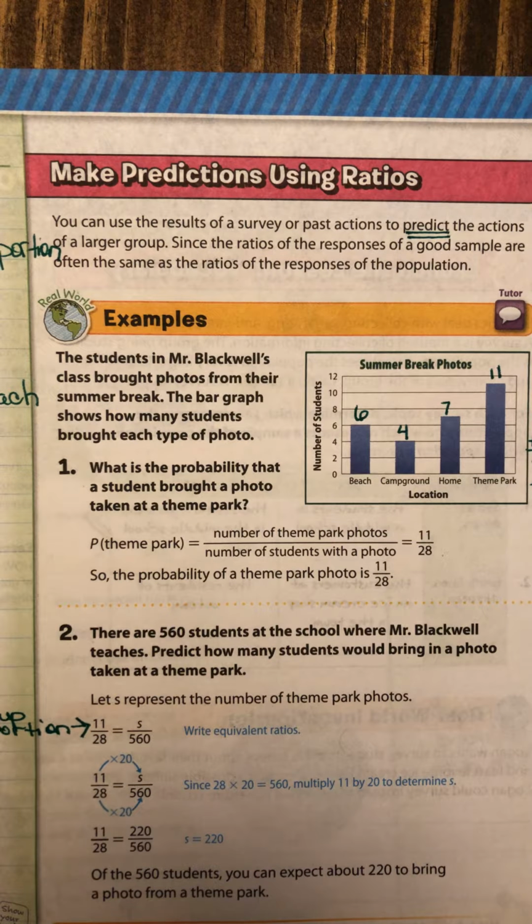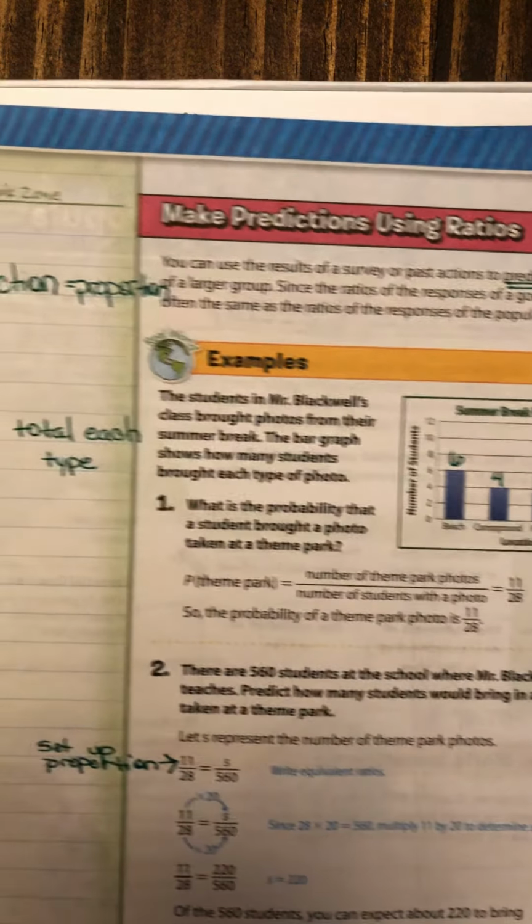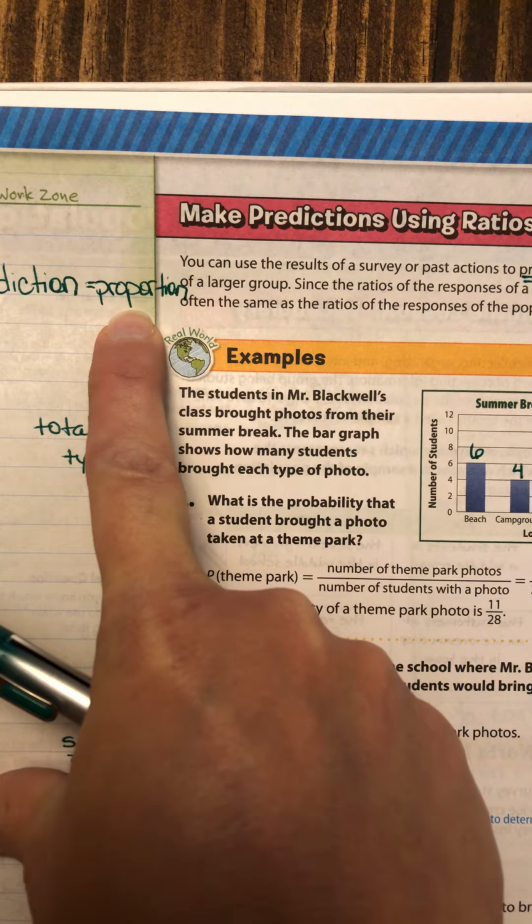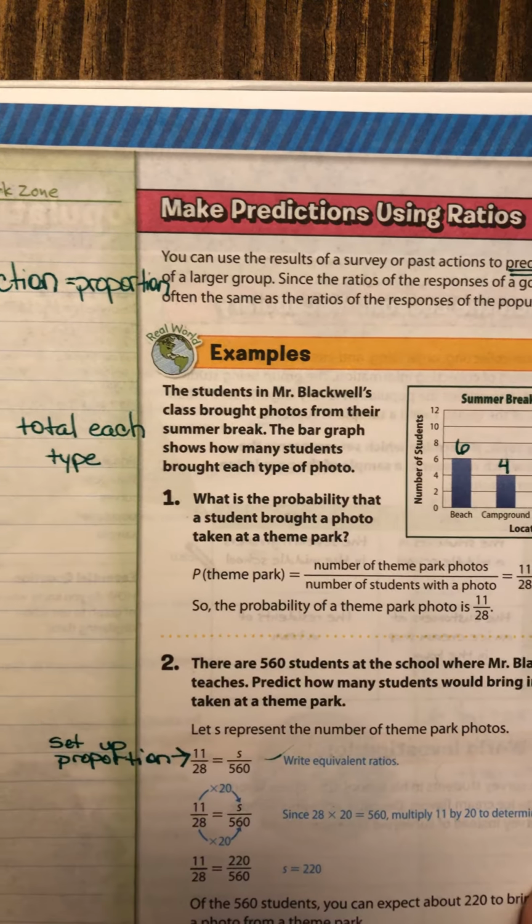So this is your next tutorial video. This is starting with lesson 3. We're going to make predictions using ratios. Remember in the past I've told you that when making predictions means set up a proportion. We did this in our probability unit.